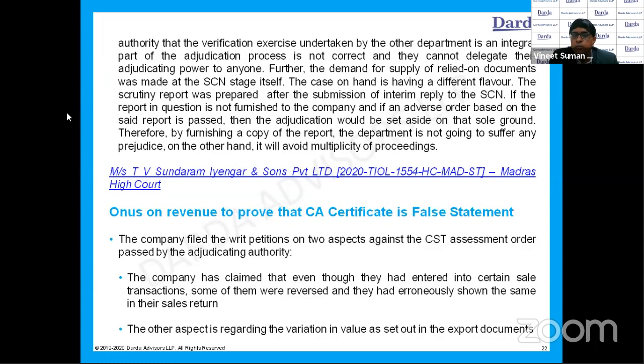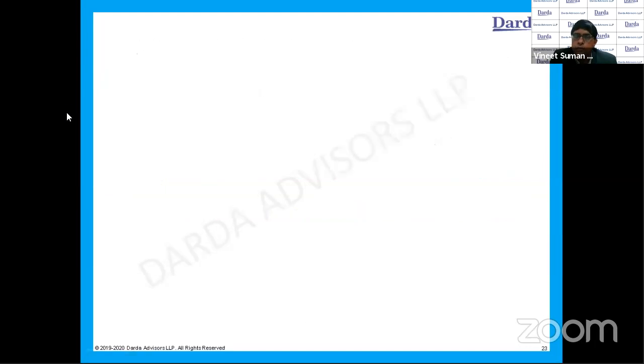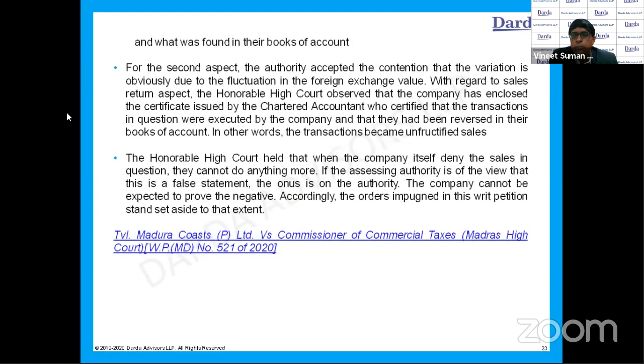Here again, the CST assessment order was passed. He submitted the CA certificate on the sales returns aspect, but they did not accept the CA certificate and issued negative orders. So here the ruling has been given. When the company itself denies the sales in question as per the facts, they cannot do anything more. And if the assessing authority is of the view that it's a false statement, the onus is on the authority. If they want to prove it wrong, the authority needs to prove it, not me. How can I prove myself wrong when I am giving even a certificate from a third party?